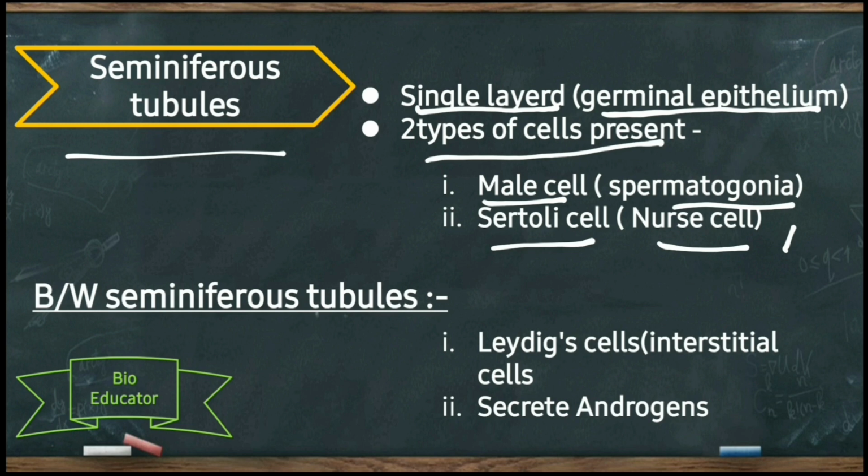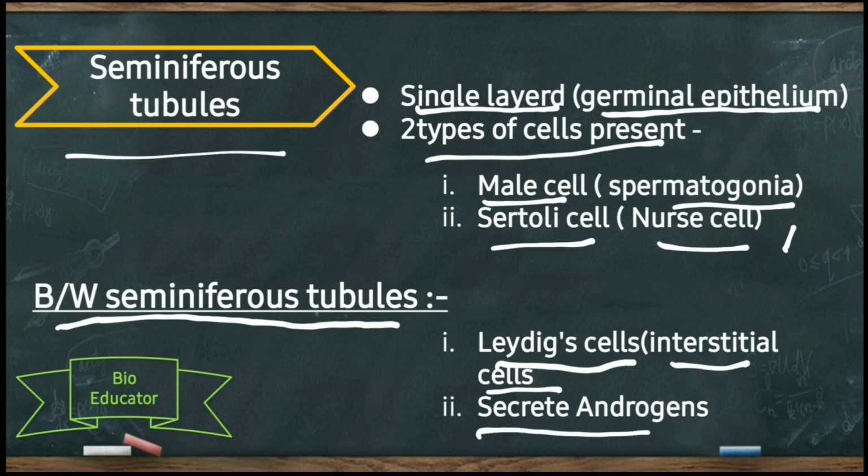Outside the seminiferous tubules, in the space between them, Leydig cells are present, also known as interstitial cells. These cells secrete androgens to stimulate the production of sperms.